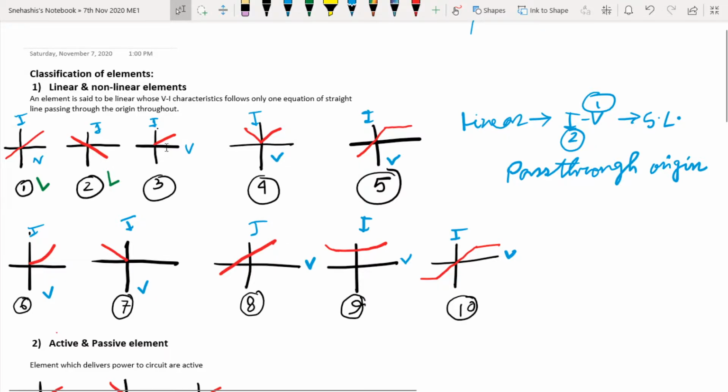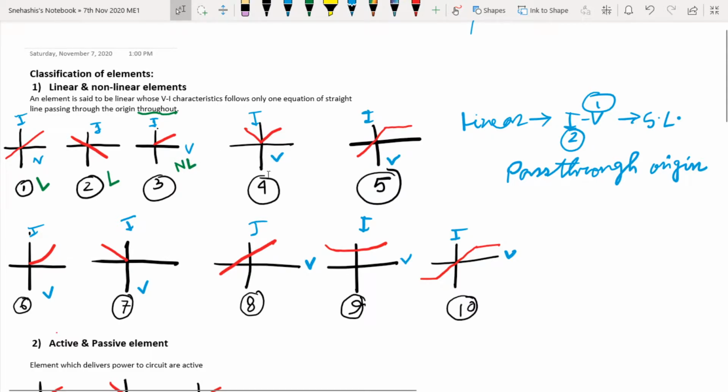Now in the third figure, it is passing through origin, that is true. It is a straight line, that is also true, but throughout it is not continuous. Obviously throughout means, you can see in diagrams 1 and 2, it is passing through origin throughout. Here it is passing through origin but not throughout. In this coordinate, it is not defined, so it is a nonlinear element.